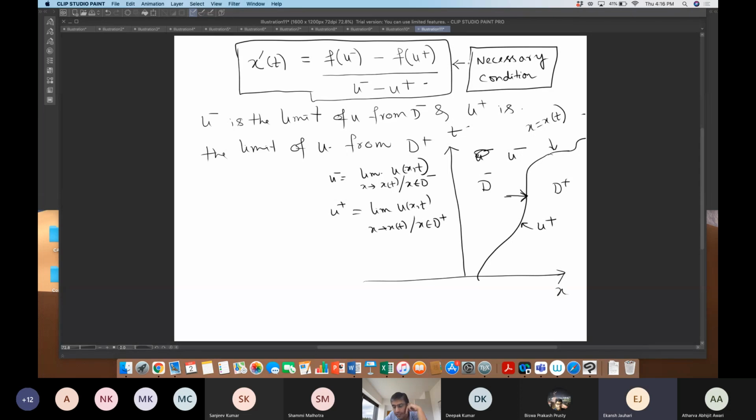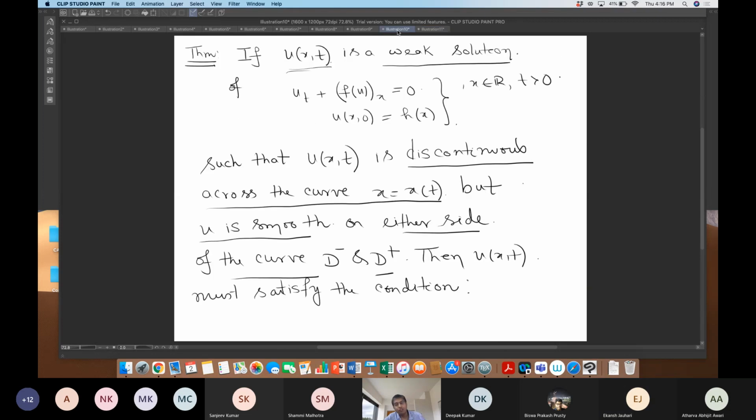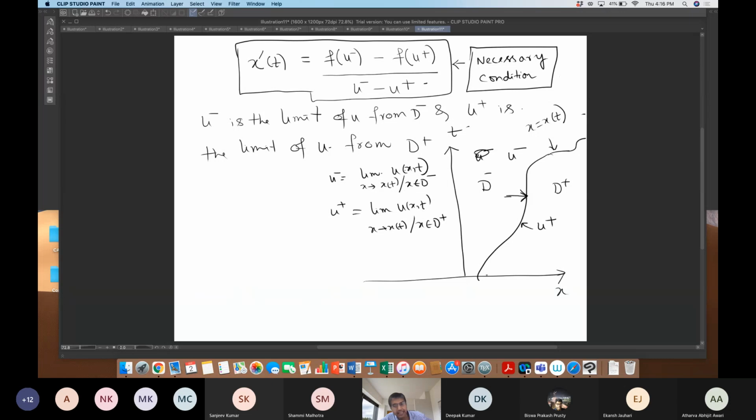Sir, means we are basically trying to find the curves on which this is possible. Yes, exactly. You want to find the curve for which this is possible. What is possible? U is a weak solution and U has a discontinuity along the interface of this curve. Exactly. So any arbitrary curve will not work and any arbitrary U will not work. So the curve should satisfy this property. Is that clear?